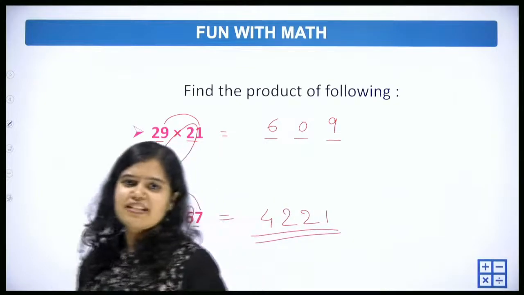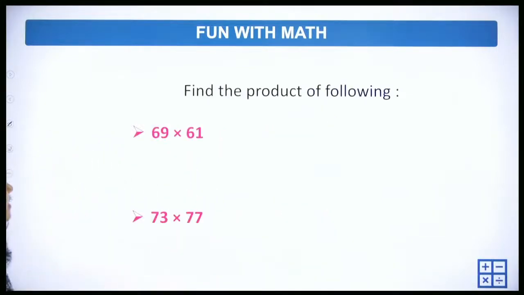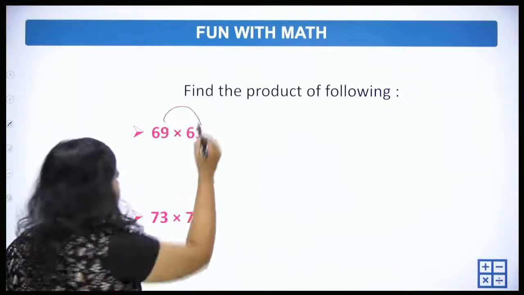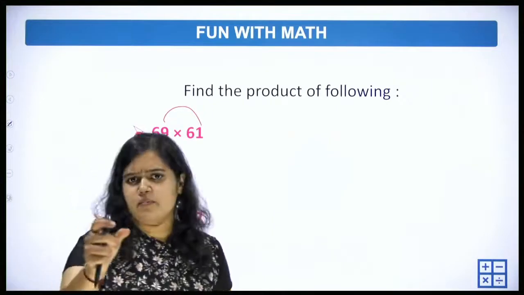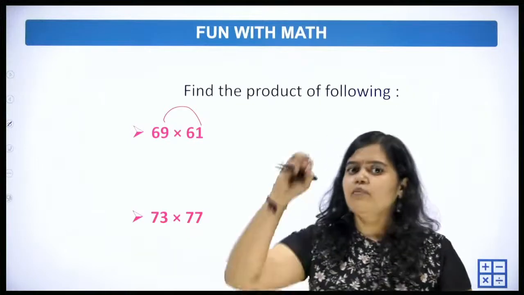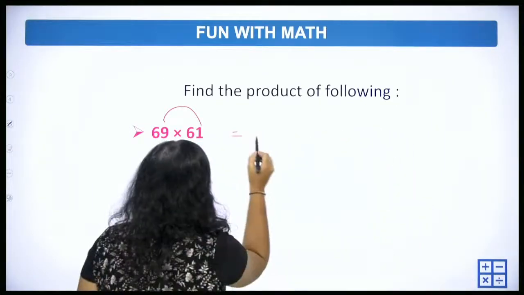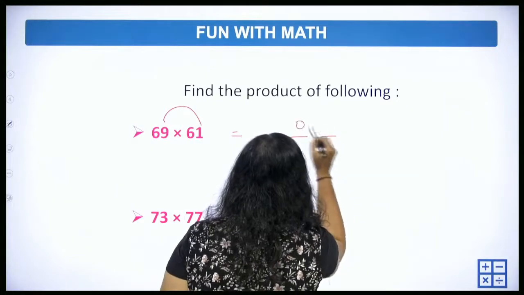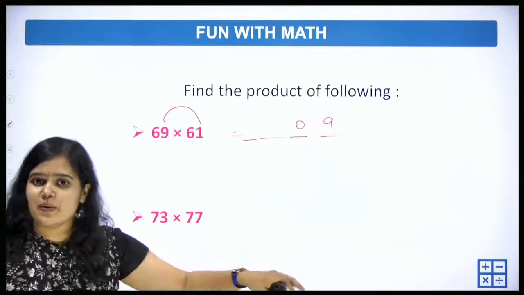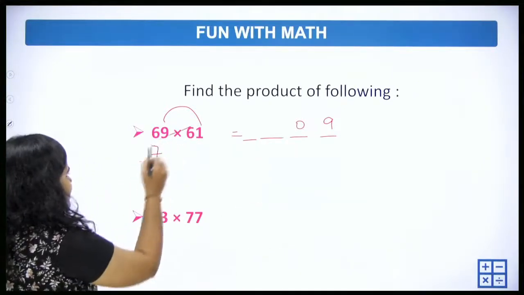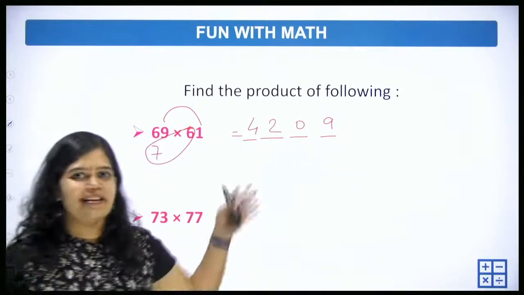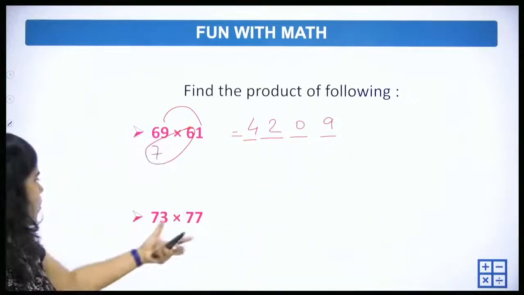Let's solve a few more problems of this kind now. Find the product of 69 into 61. Again, 9 into 1 is 9 and we have 0, 9. Always remember, if we get a single digit number in the product, we put 0 also. So this is going to be 0, 9, right? And what about 6 and 6? As I already told, when you have 6, take 7. 6 7s 42. So 4209 is the multiplication product. Clear? One more question.